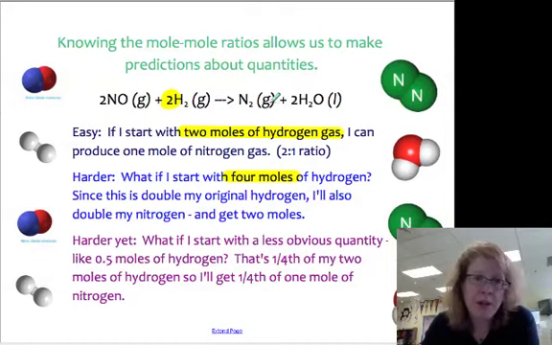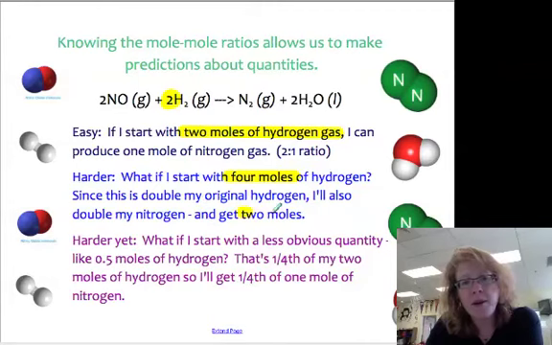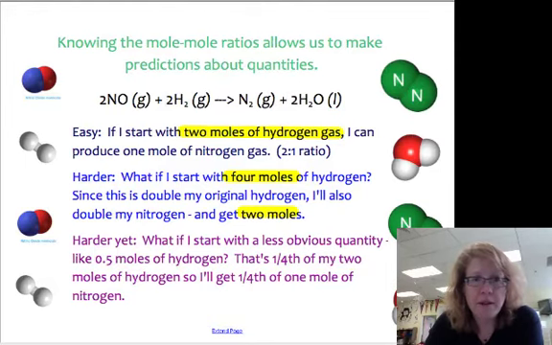I should get 1 nitrogen, but since I started with double the amount of reactants, I should get double the product, and I will end up with 2 moles. Makes pretty good sense so far. However, it gets trickier yet, right? Of course it always does.